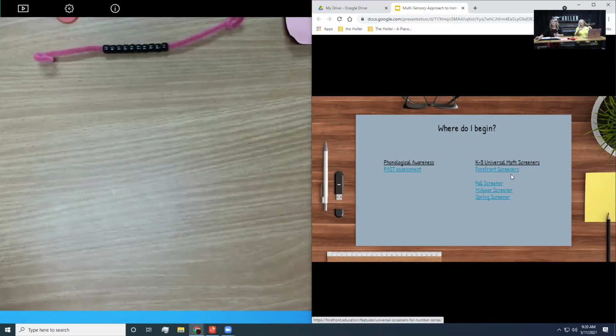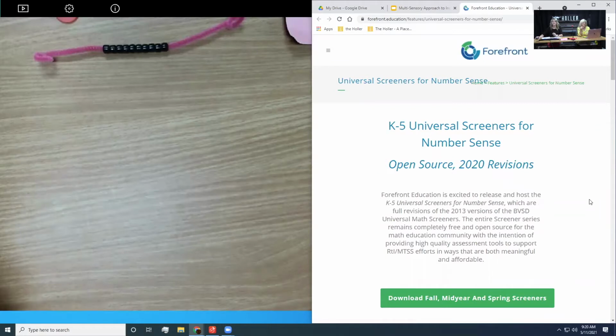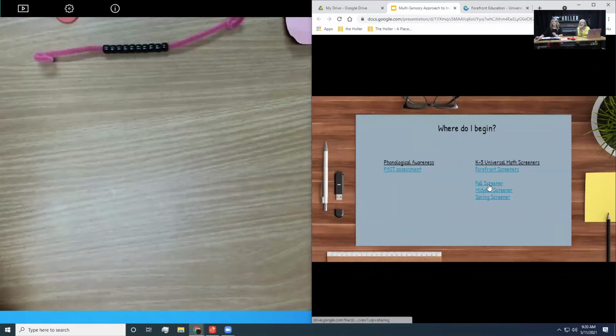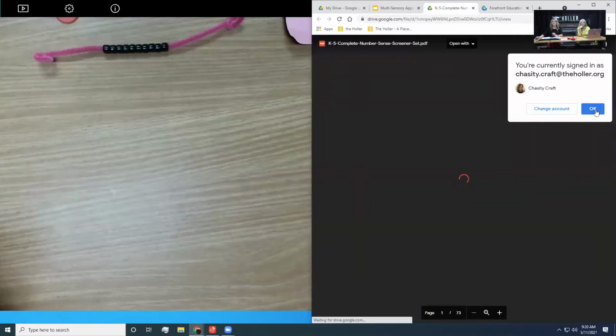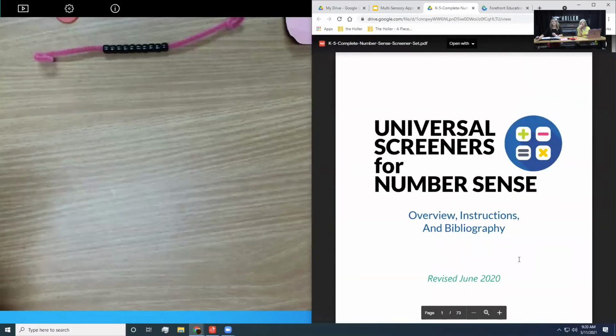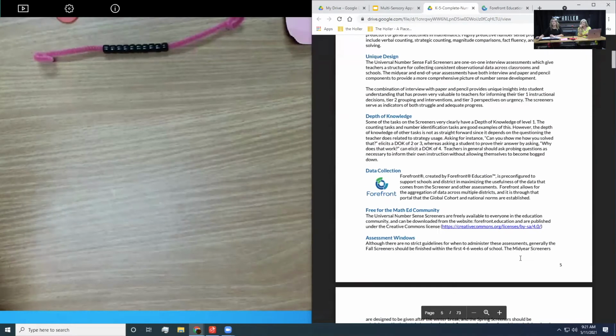And of course, we have math, and this is just one particular screener. You can download these from this particular link that we're going to have here. But if you'll go back, Chas, and click on the fall screener, just click on that fall one. You get an idea of what it looks like. The same concept with math is that you have to assess where they're at.